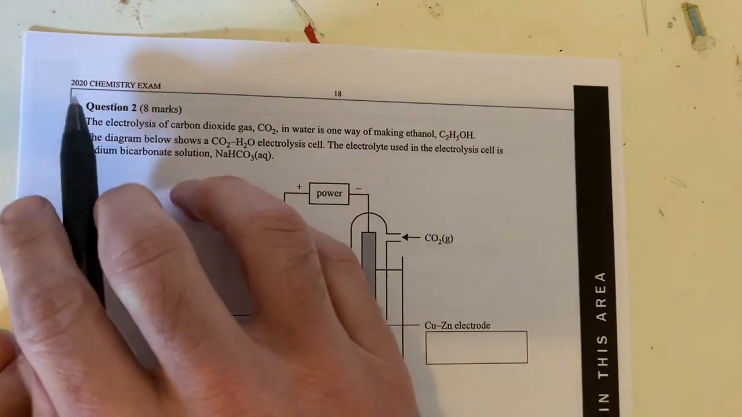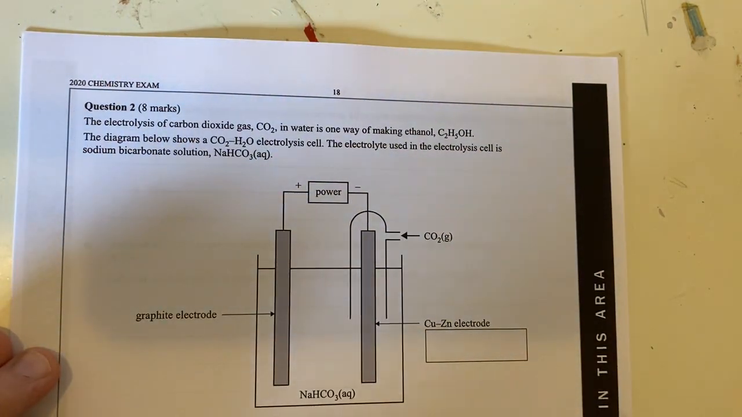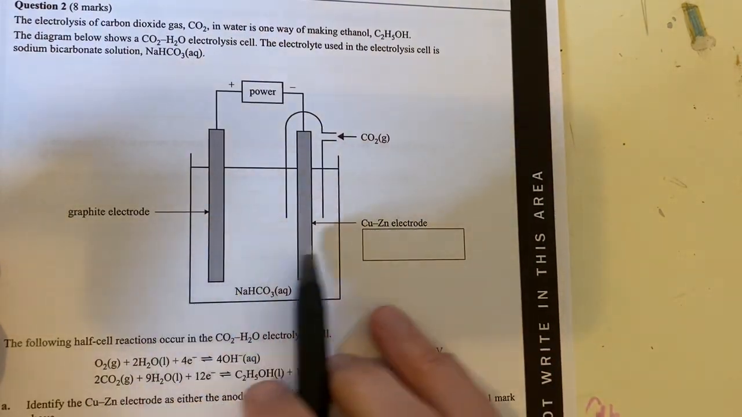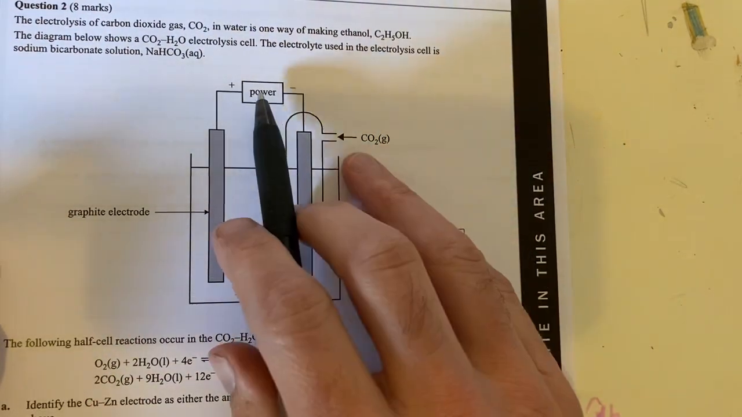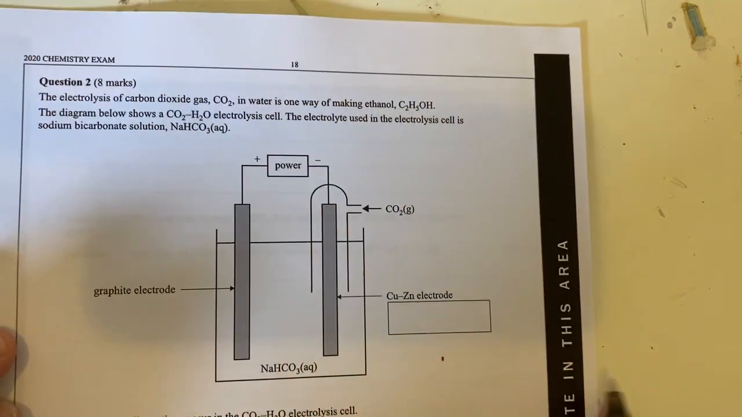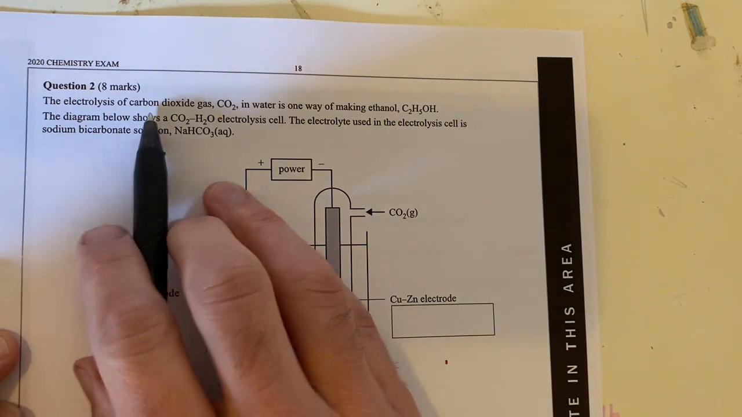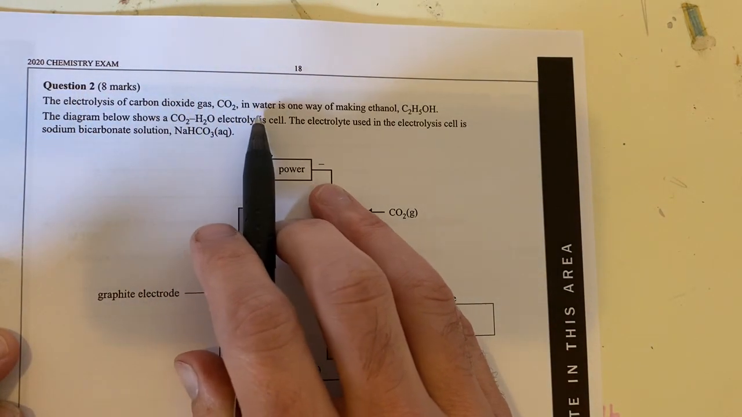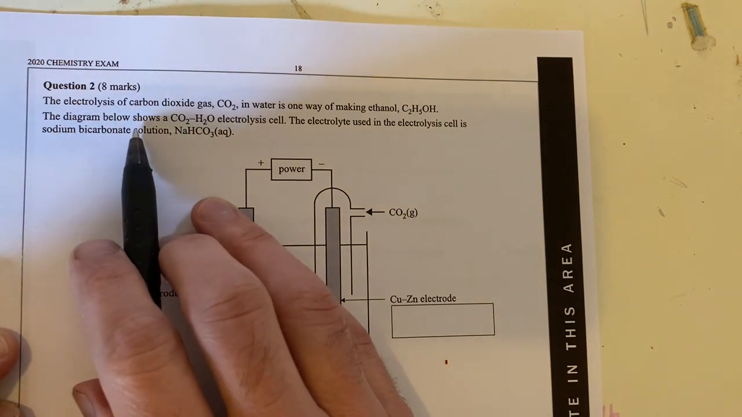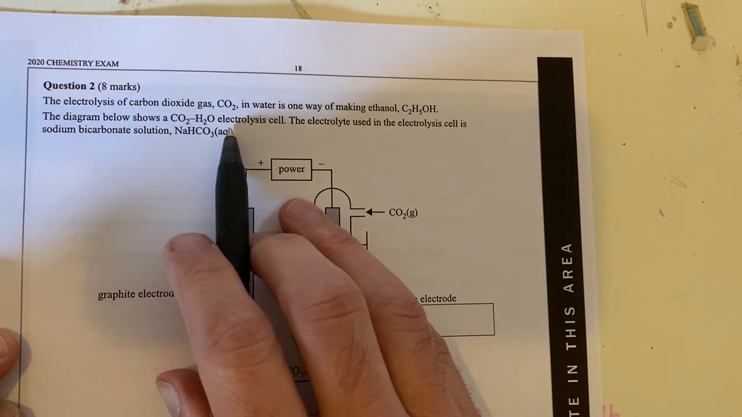Question 2 for the VCAA 2020 chemistry exam, and it looks like we've got an electrolysis cell here. We've got power going into two electrodes, and let's have a look what's happening here. The electrolysis of carbon dioxide in water is one way of making ethanol. I did not know that. The diagram below shows a CO2-H2O electrolysis cell.